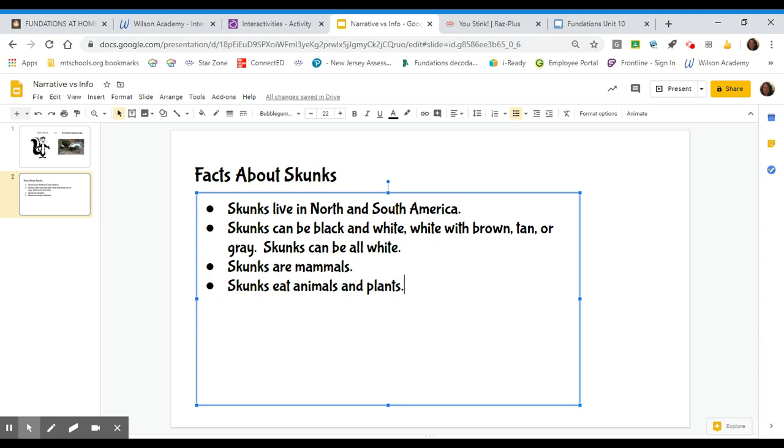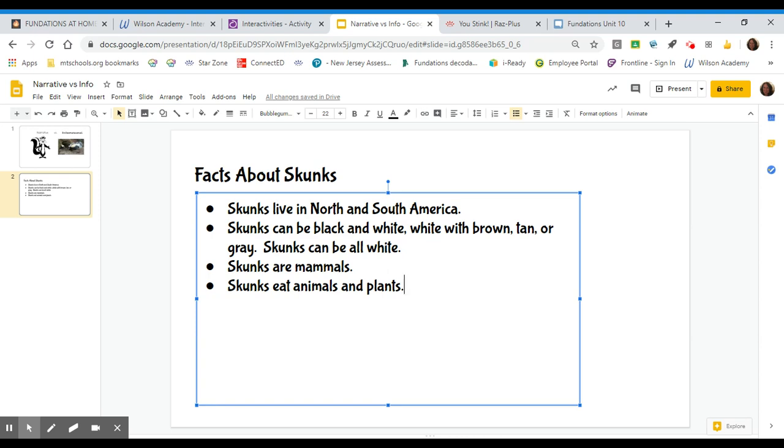So you can see that when we read informational text, we are getting actual facts. These are not opinions. They're not about characters. It's straight facts, things that you learn, things that cannot be argued about skunks in this case. So I want you to understand when you're reading different stories, you have to think in your mind, is this a narrative or is it informational text? Hopefully you learned a little bit more today about the two subject areas.